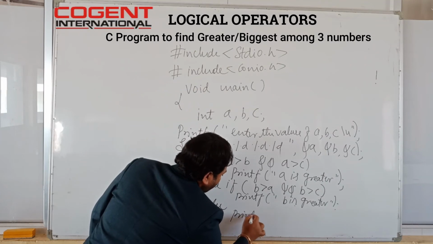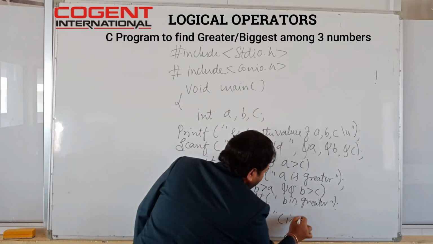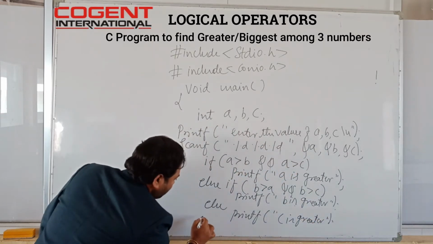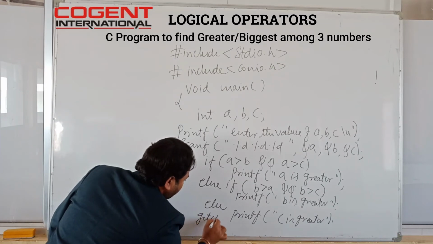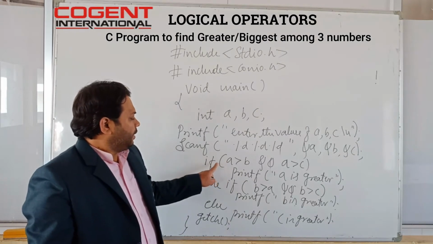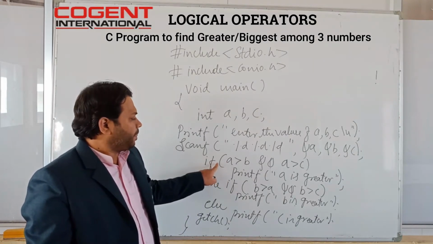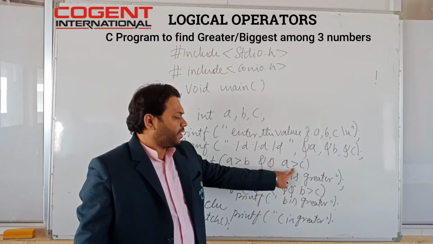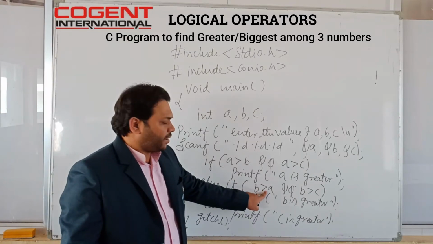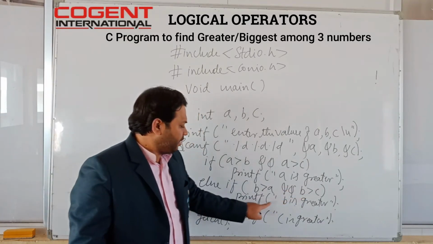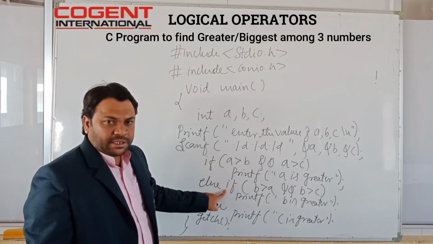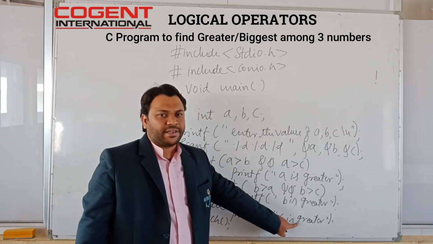printf C is greater. Then use the getch function. Then close the braces. Okay. So in this if statement, it will check A is greater than B and A is greater than C. If it is true, it will print A is greater. Else if B is greater than A and B is greater than C, if it is satisfied, it will print B is greater. Else if both statements become false, then it will print printf C is greater here.